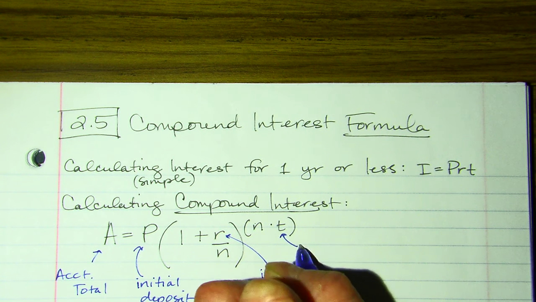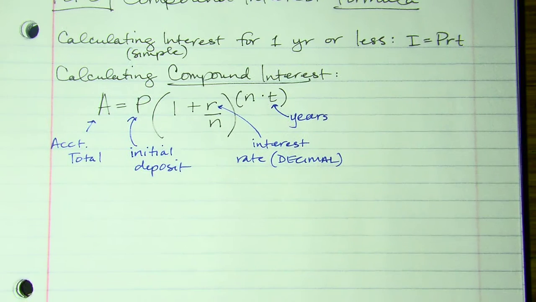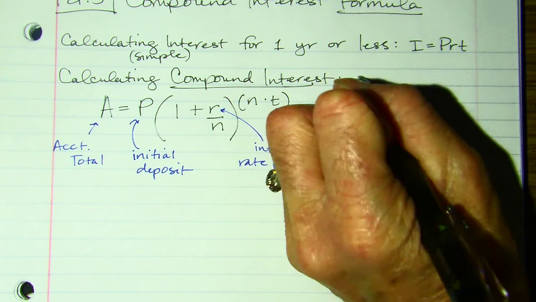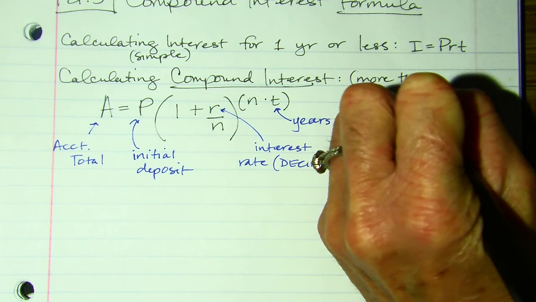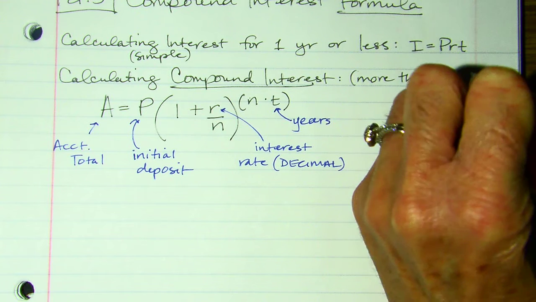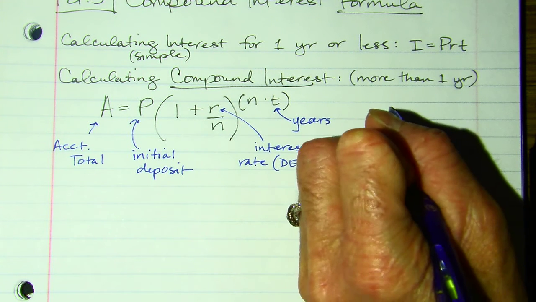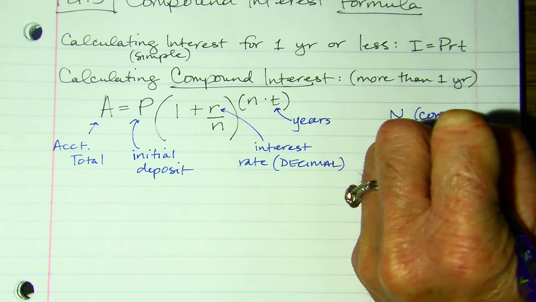T is years. So compound interest is a formula that we're going to want to use when it's several years. Okay, so this is more than 1 year. It makes this much faster. And then N is how often it's compounded.